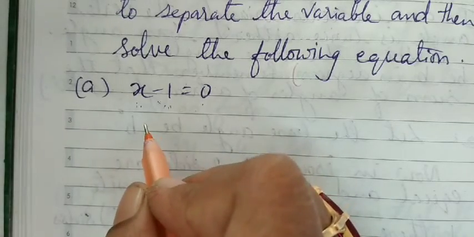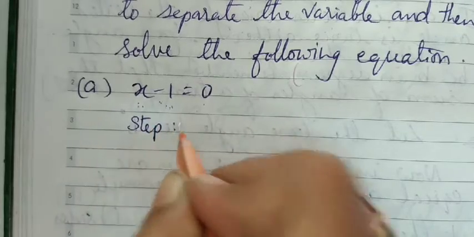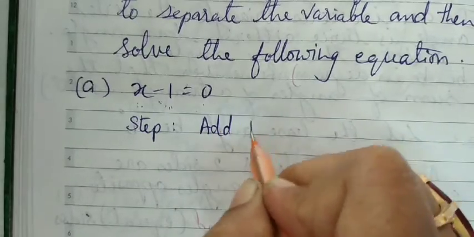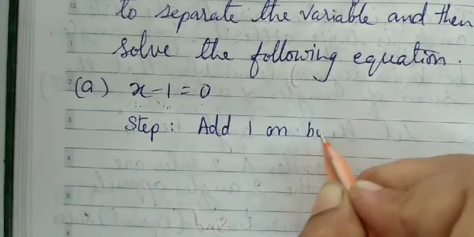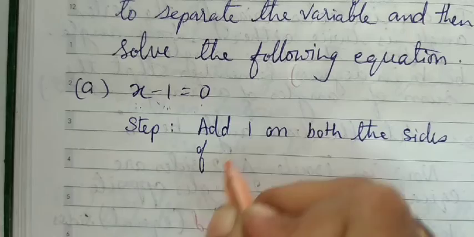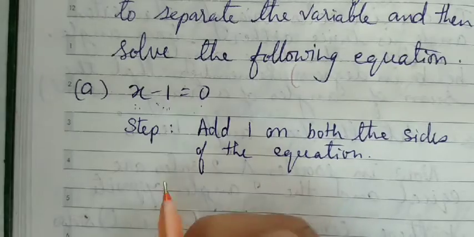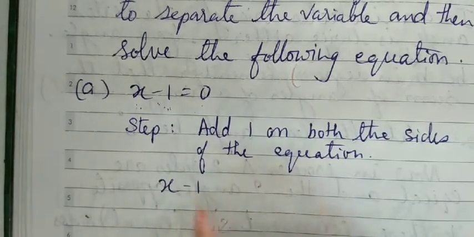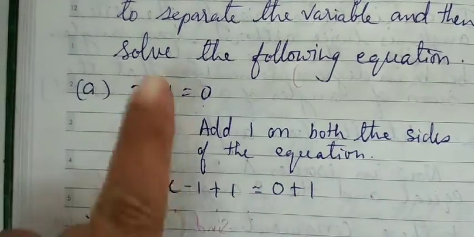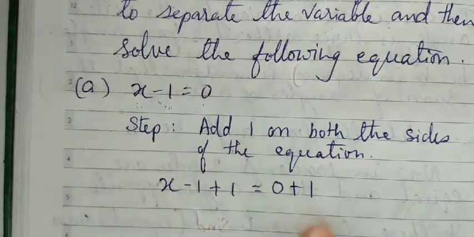So what will I write? You have to mention the step. So step: add 1 on both the sides of the equation. Okay, now I am performing the step. x minus 1 is already there, plus 1 is equal to 0 plus 1. I have added 1 as it was minus 1, so I have taken plus 1 on both sides.